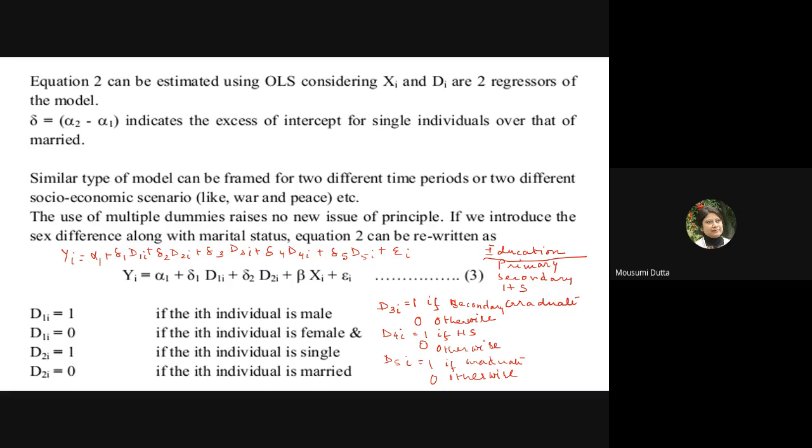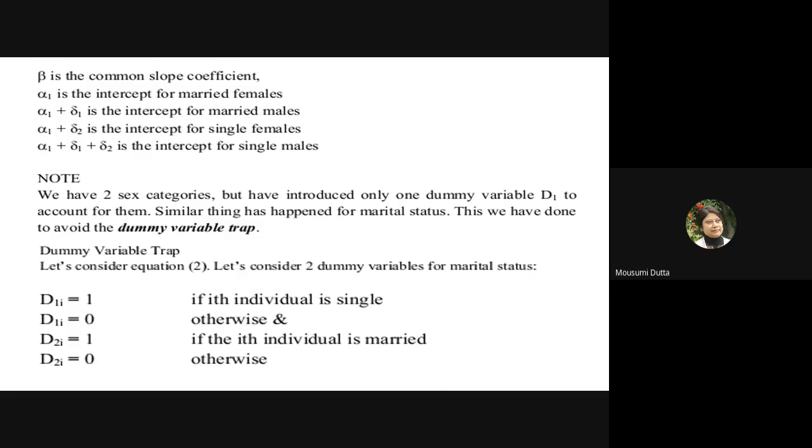The statement is, if originally there is an intercept term in the regression model, we have to define one dummy less. Otherwise, we will face the problem of dummy variable trap. Now, we are going to understand what is meant by dummy variable trap. So first look at the note. We have two gender categories but have introduced only one dummy variable D1 to account for them. Similar thing has happened for marital status and for education. So this we have done to avoid the dummy variable trap.